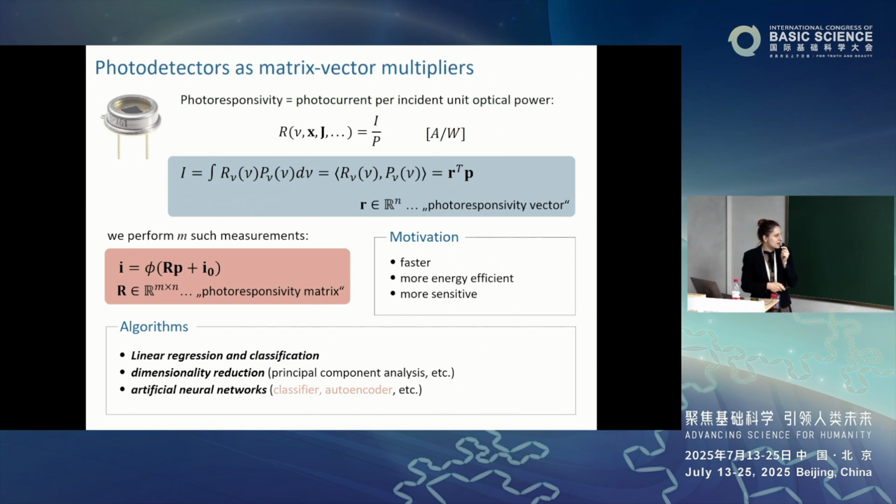And of course, since you have linear algebra here, you can use it to do a lot of algorithms. And actually, the group is doing a lot of algorithms. But here, we focus on artificial neural networks. So we use it as a classifier and autoencoder. And don't worry if you don't know what that is. I'm going to tell you because we have plenty of time.